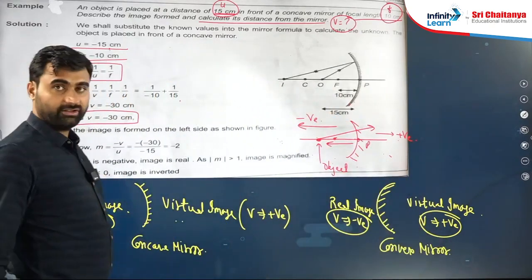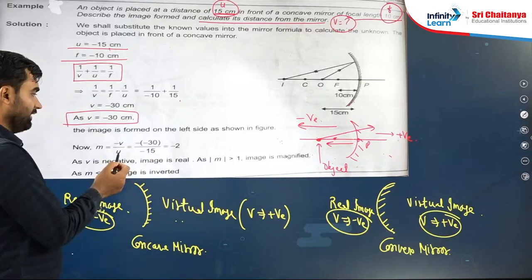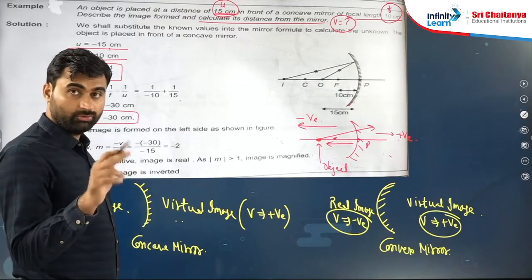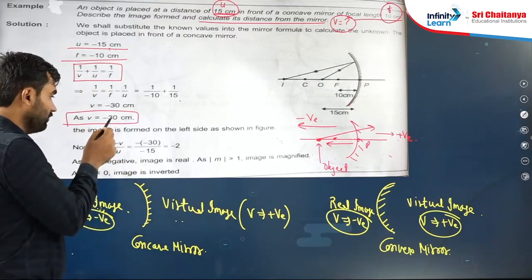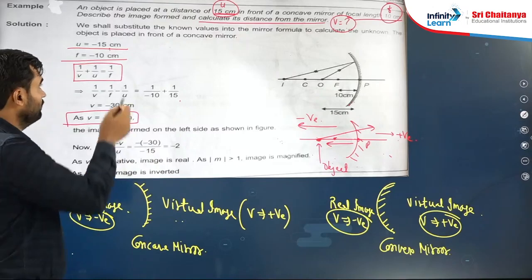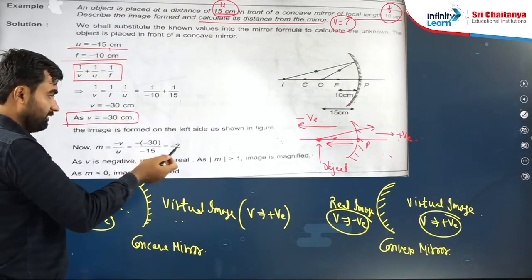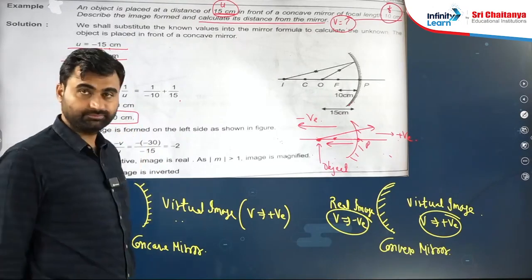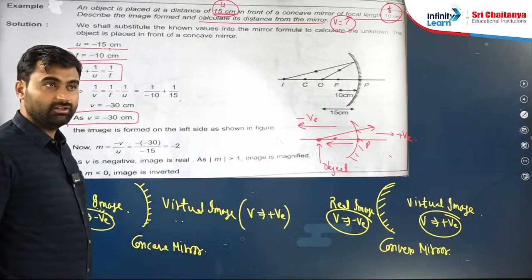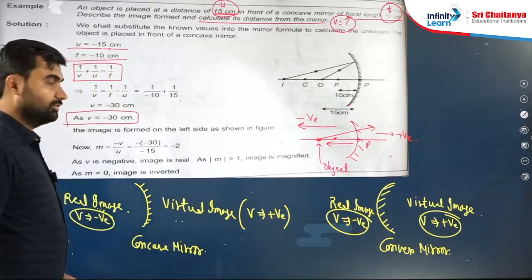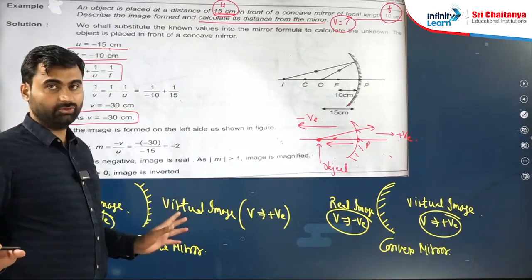Magnification also we can calculate here. Magnification formula is minus V by U. Everything you have to put with sign. V value how much did we get? -30. U value how much? -15. Put here, and finally we got a negative value. Okay, clear?